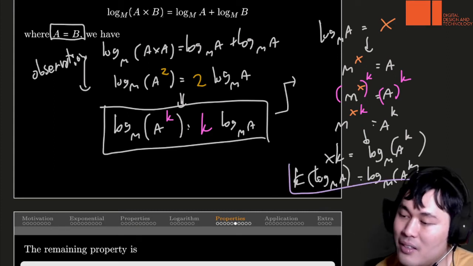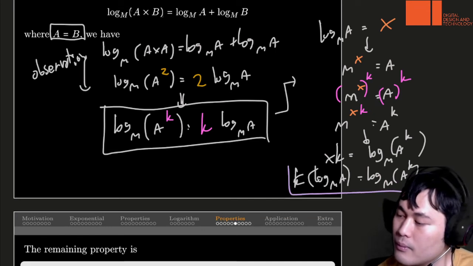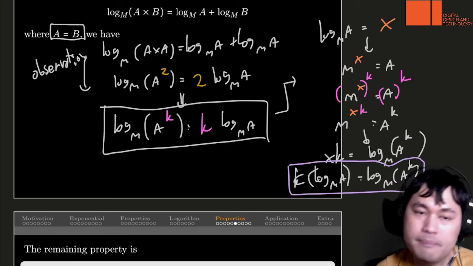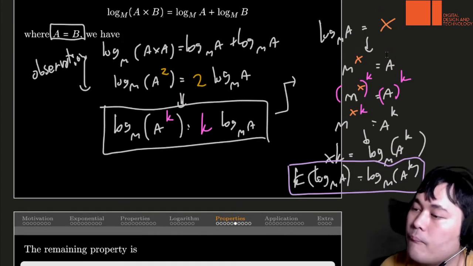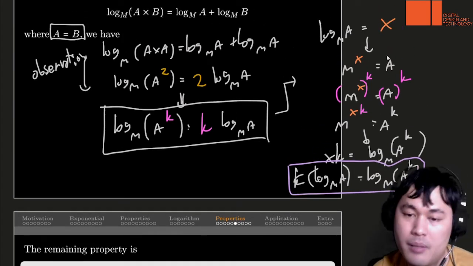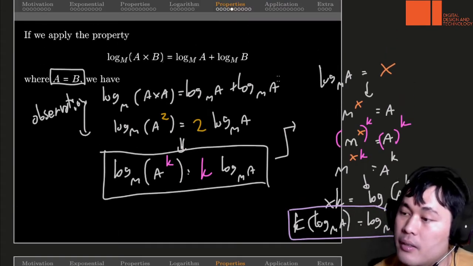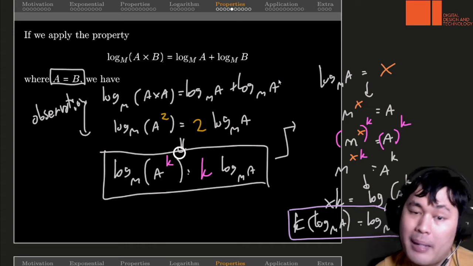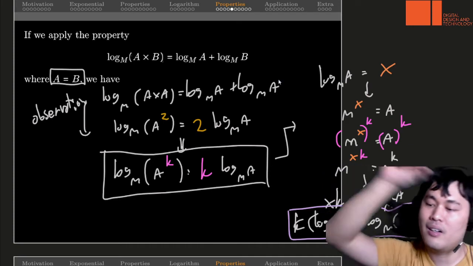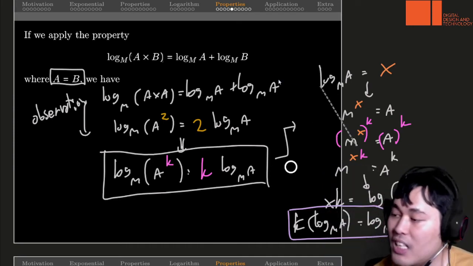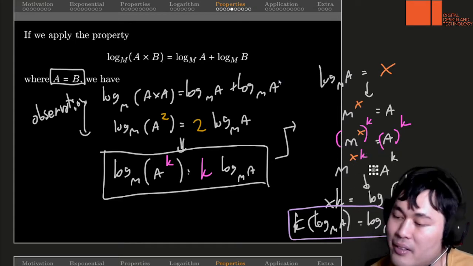We need some observation first to see whether it's true or not, and then make sure that we are doing some careful work to prove the properties, I mean. So that's the property for the power. And that's why when you have a power, you can pull it down outside the log, because there's some mechanism behind the scene where this is true.